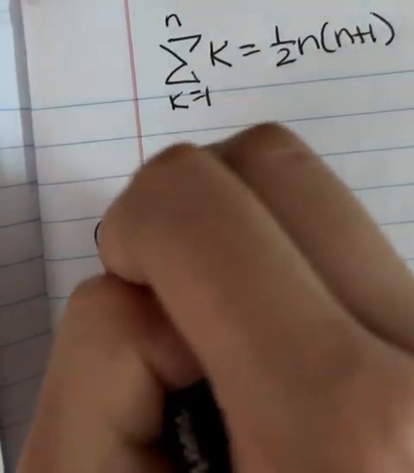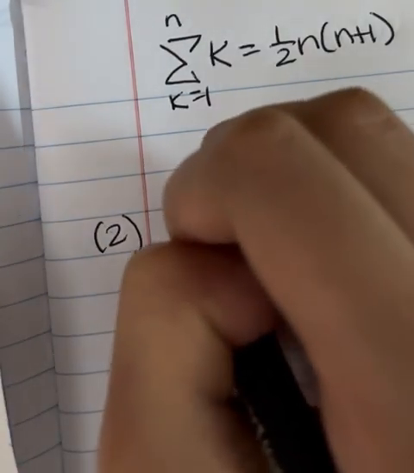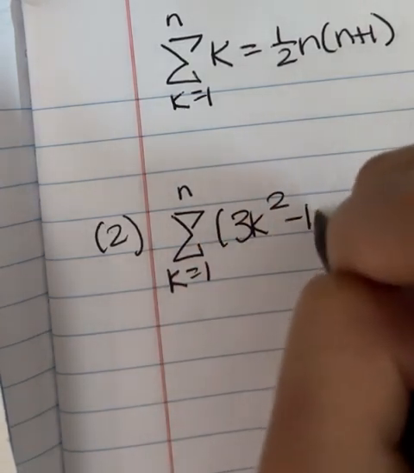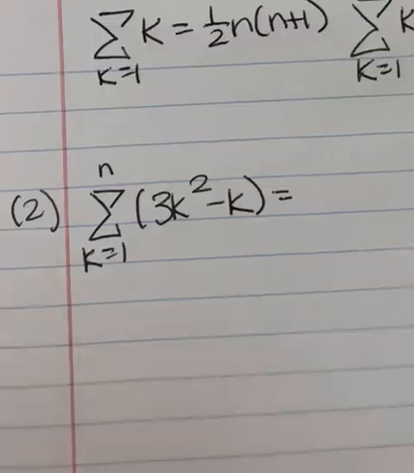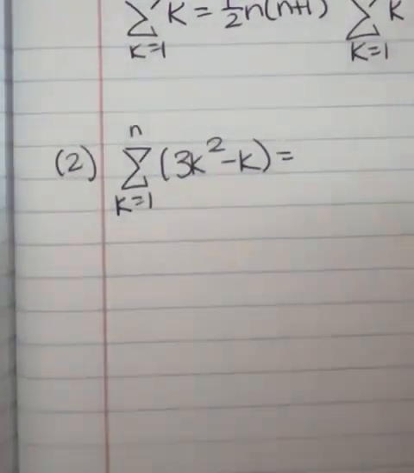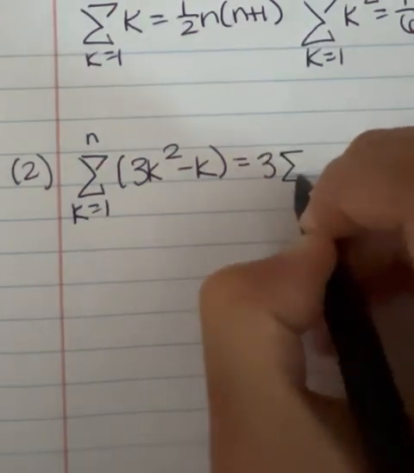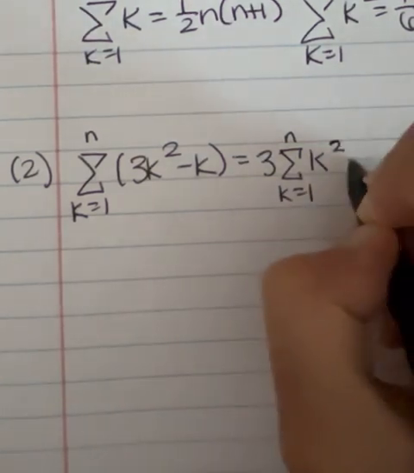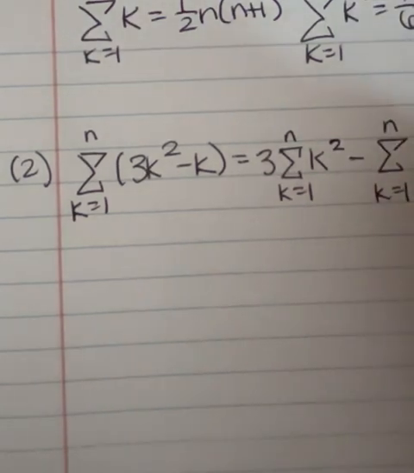Okay, so now for the second problem, it is the sum from k = 1 to n of 3k squared minus k, and equals... so now we're going to separate these. This becomes 3 times the sum from k = 1 to n of k squared, minus the sum from k = 1 to n of k.